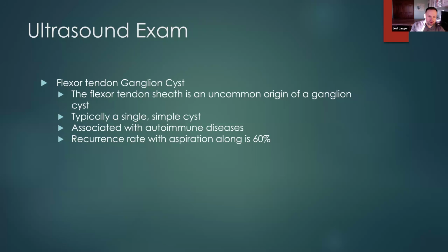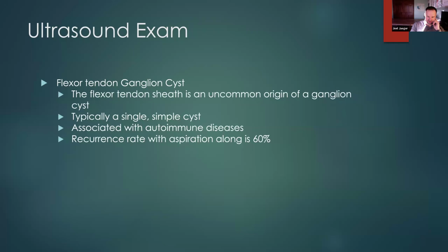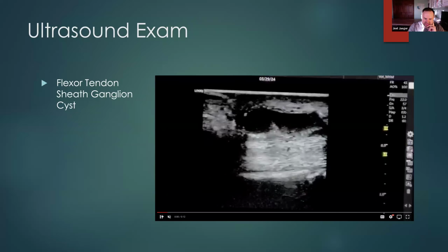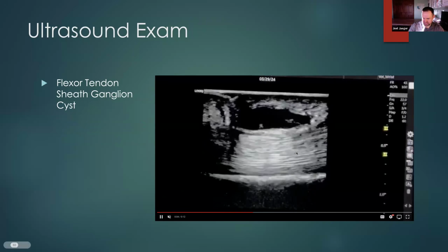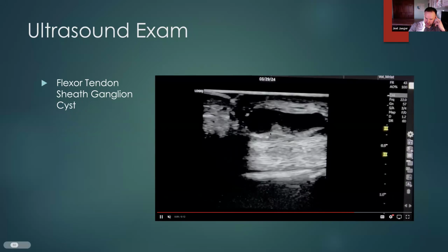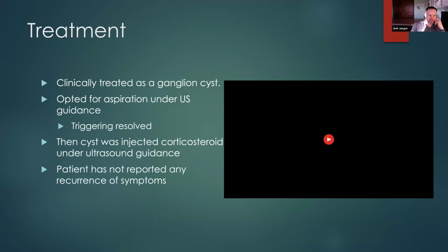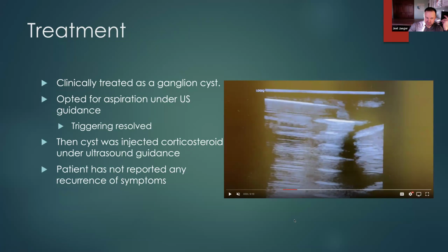So with this in mind, this clearly looks very much like just a simple cystic structure. We didn't have any kind of flow on power Doppler with this. I went through looking for some different characteristics. I wanted to make sure, with a dynamic exam, that this is not attached or adhered to the tendons at all. So this is definitely coming off of the sheath. This video helps visualize that. Seeing this, we decided to treat this clinically as a ganglion cyst.